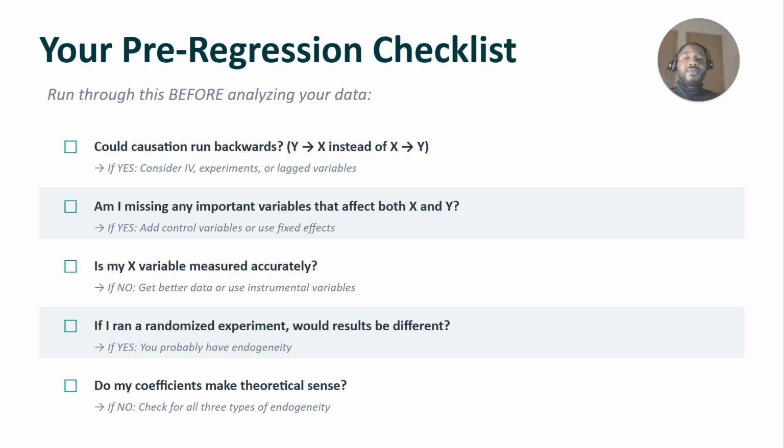And check four. If I run a random experiment, would my result be different? This is a great gut check. If you think randomization will give you different answers, you probably have endogeneity. Check five. Do coefficients make theoretical sense? If your results are surprising or don't match what you expect based on theory, check all types of endogeneity. Run this check every single time. It takes 2 minutes and could save you from pushing completely wrong results.